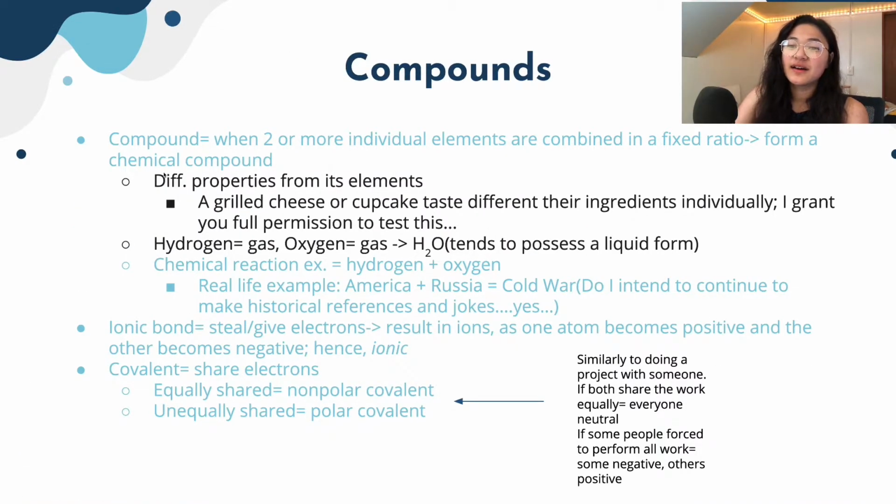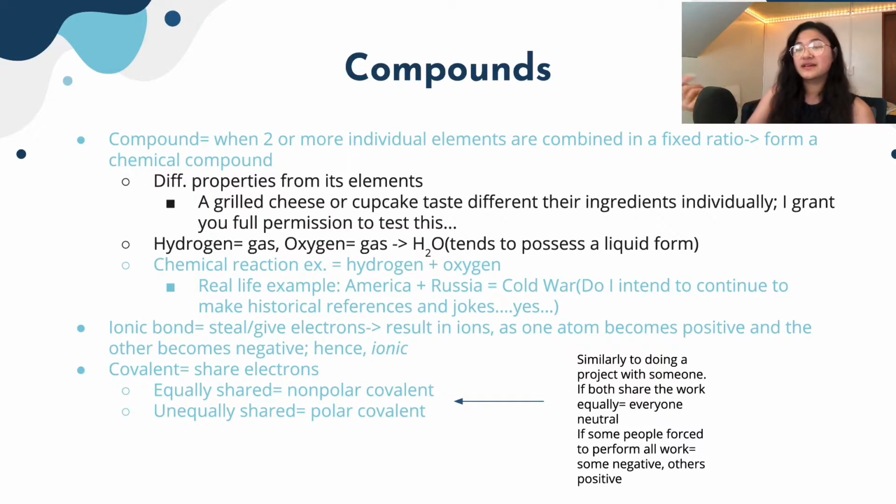Compounds. A compound is when two or more individual elements are combined in a fixed ratio, and they form a chemical compound. Compounds have different properties from their elements. Think like a grilled cheese or a cupcake tasting different than their ingredients individually. You can test this if you would like. I guarantee you a grilled cheese and a cupcake taste different from flour and salt individually.